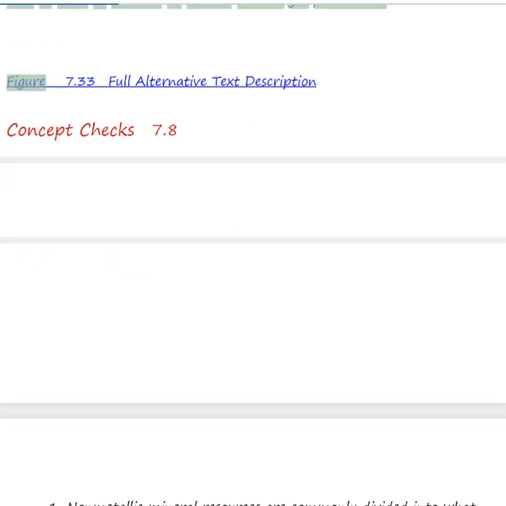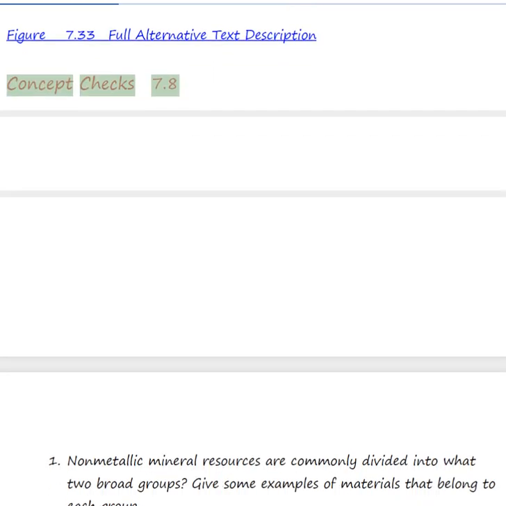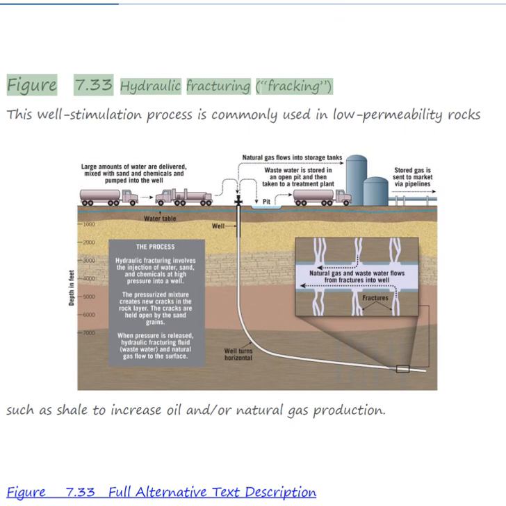This well stimulation process is commonly used in low permeability rocks such as shale to increase oil and/or natural gas production. Figure 7.33 Full alternative text description. Concept checks 7.8. Figure 7.33 Hydraulic fracturing.